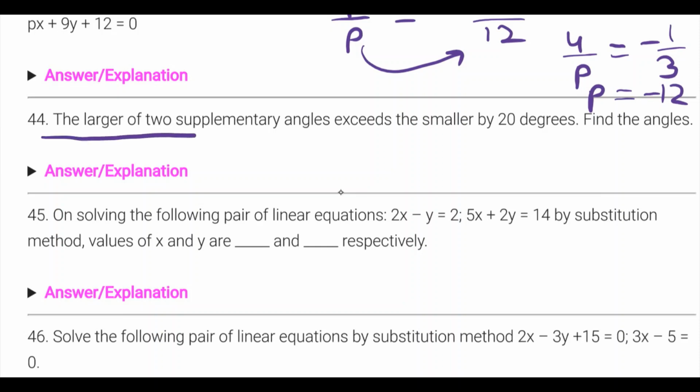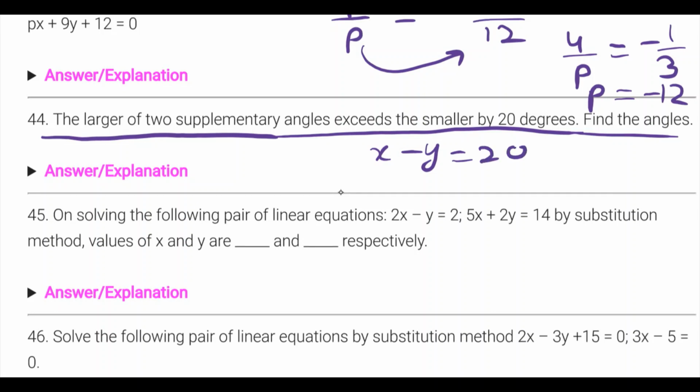The larger of two supplementary angles exceeds the smaller by 20 degrees. Find the angles. So given x minus y equals 20. So the sum of two supplementary angles is 180. Adding these two, 2x equals 200 and x equals 100. If x equals 100, y equals 80.